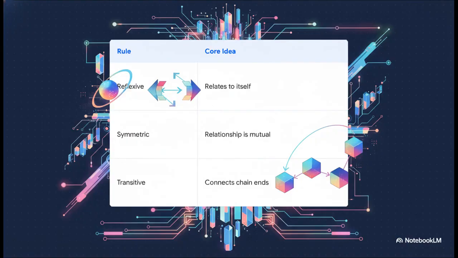So, let's just do a quick recap. We've got reflexive, symmetric, and transitive. And these aren't just some random abstract tests.